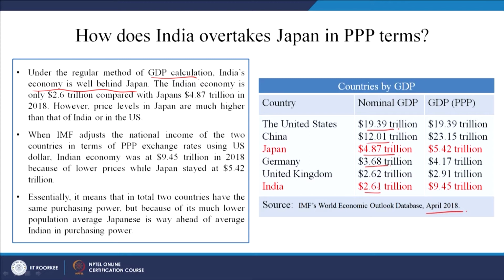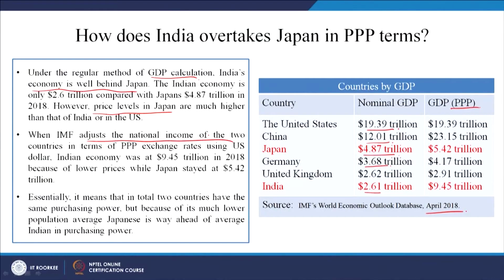But does it remain the same when we look at the purchasing power parity? We will see that. However, price levels in Japan are much higher than that of India or the US. So, if you buy the same product, you may have to pay much more in Japan in comparison to India. When the IMF adjusts the national income of the two countries in terms of PPP exchange rate using the US dollar, the Indian economy was at 9.45 trillion in 2018 because of the lower prices, while Japan stayed at 5.42 trillion.